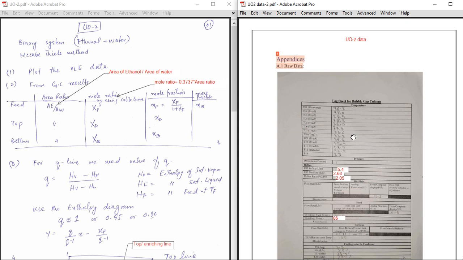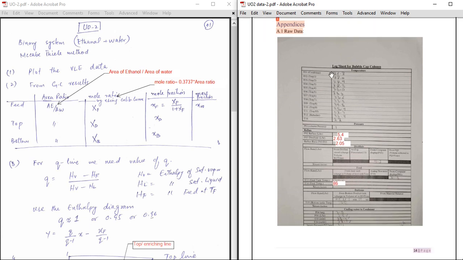We allow the system to reach steady state, and then we collect samples from the top, bottom, and the feed, and run and characterize them by gas chromatography. From the GC analysis, which I will show you in a later step, we can find out the composition. Similarly, in the second part, we do the experiment using the packed column, and again after reaching steady state, we collect the samples and analyze them by gas chromatography and find out the compositions. So this is the raw data.